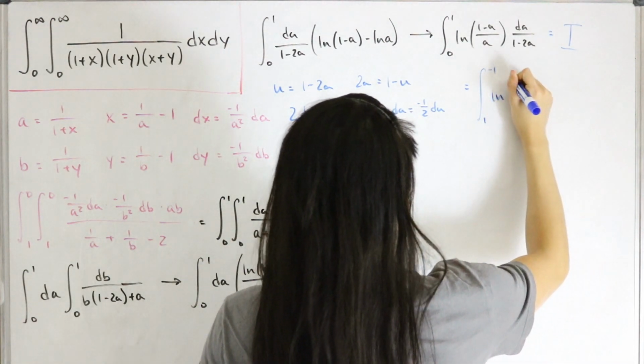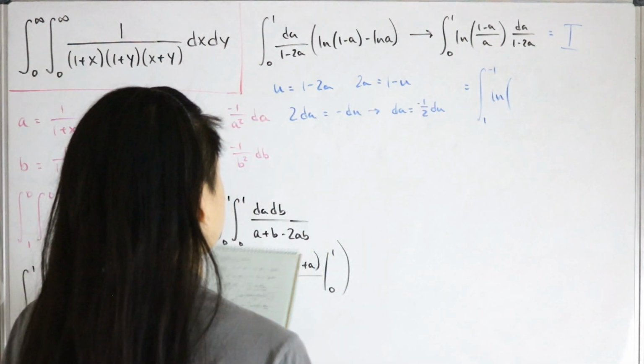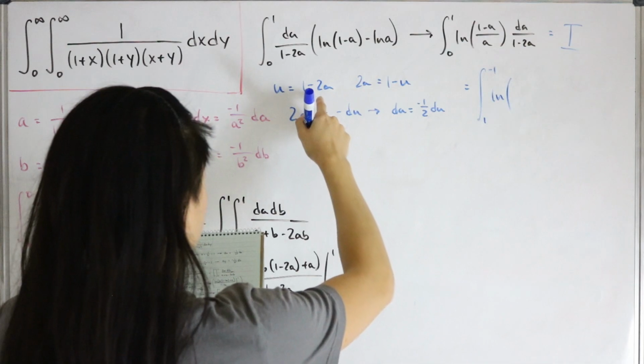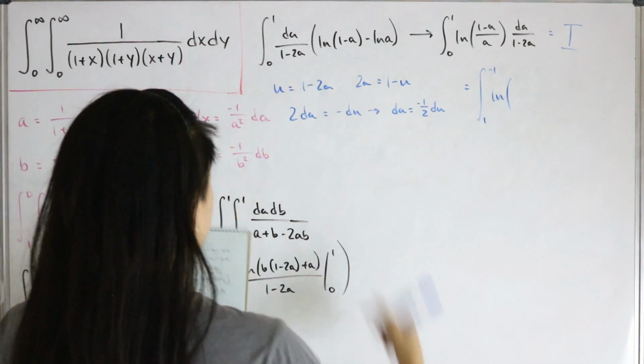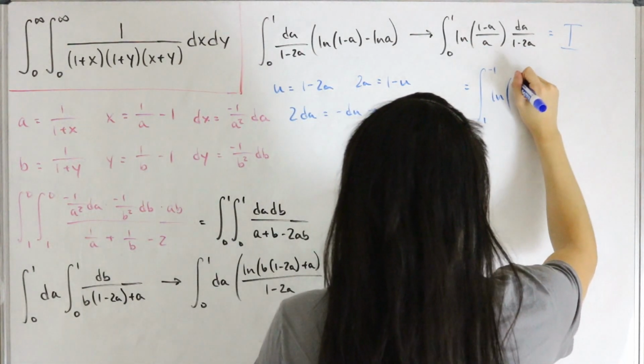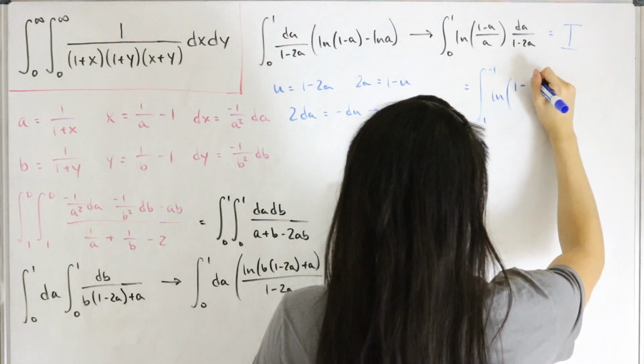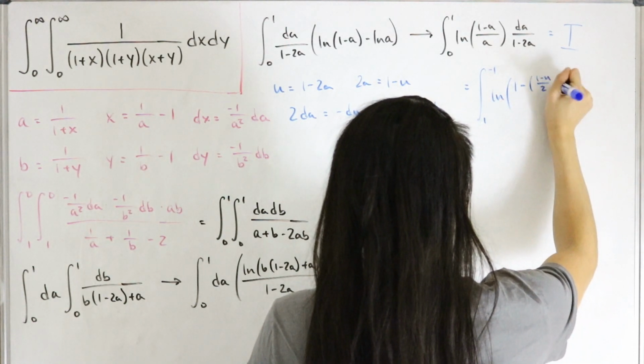So I have ln, and then 1 minus a. Of course, I just solve for a by itself, so divided by 2. So what we have is going to be 1 subtract, and then right here, 1 minus u divided by 2.